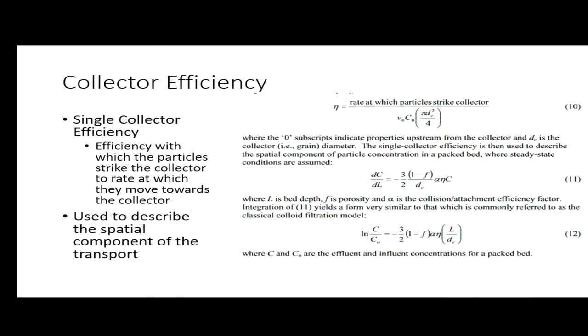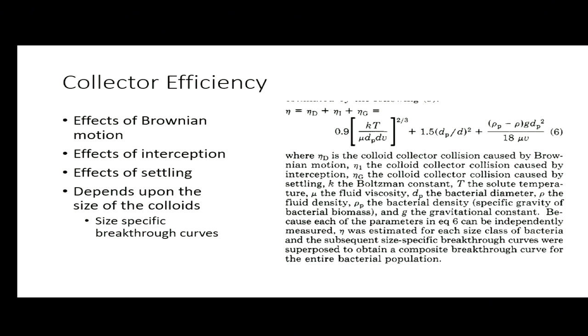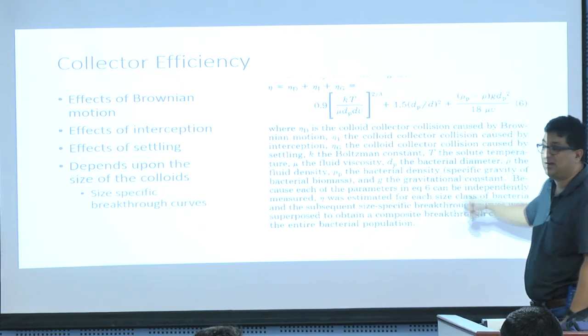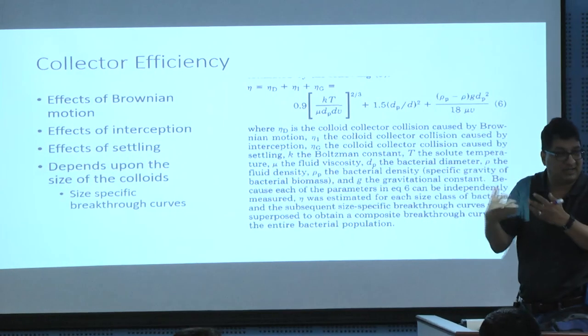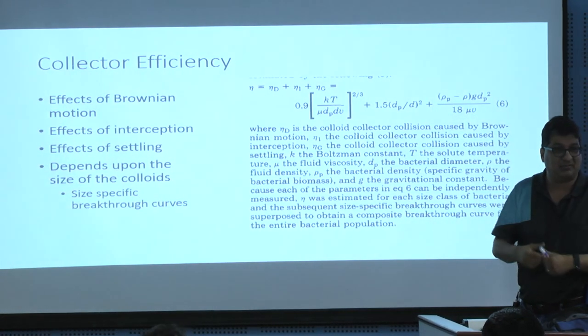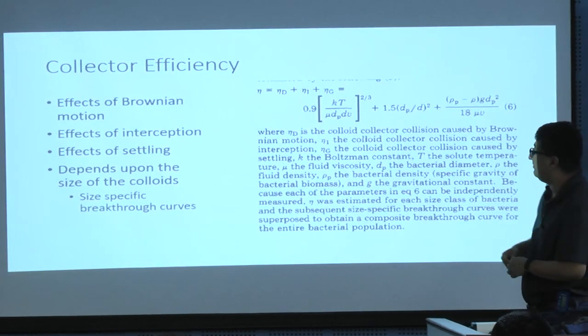Okay. So we saw collector efficiency, we solved it, and a lot of times when we do model, we can say that the overall collector efficiency is a function of three things, okay? And D is the collector efficiency caused by Brownian motion, so randomly the particles are arriving at that site because of the Brownian motions. These are very tiny particles.